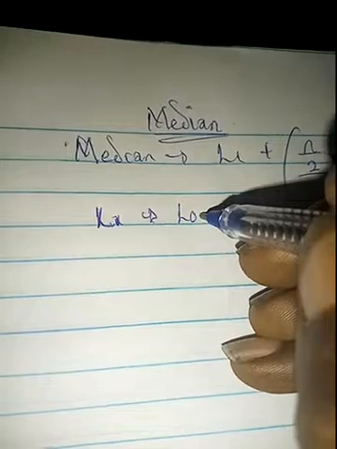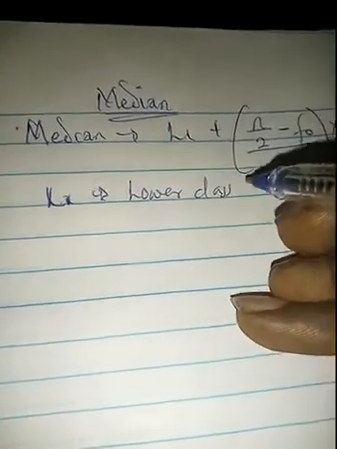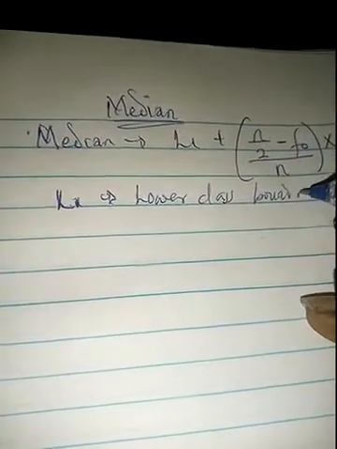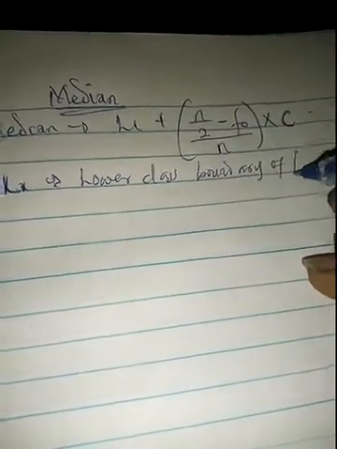I'm going to tell you what each value is meant for. This L1 I can write as ordinary L, it doesn't mean anything. So L1 means lower class boundary of the median class.